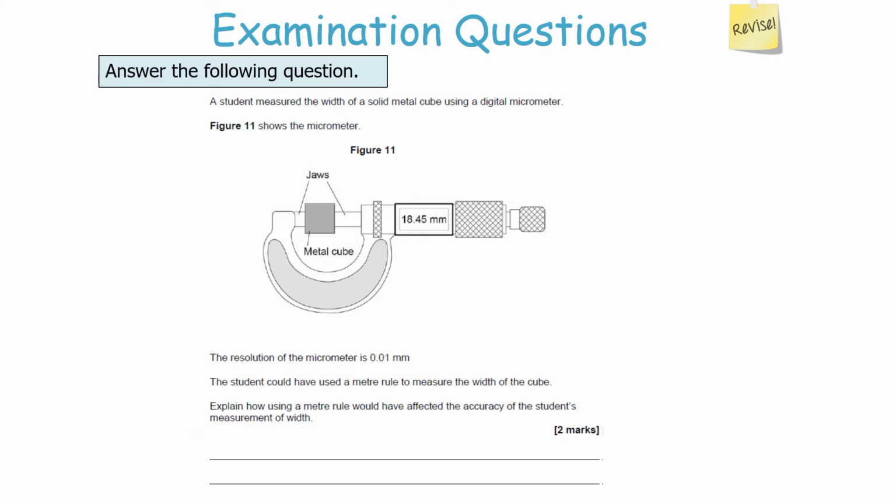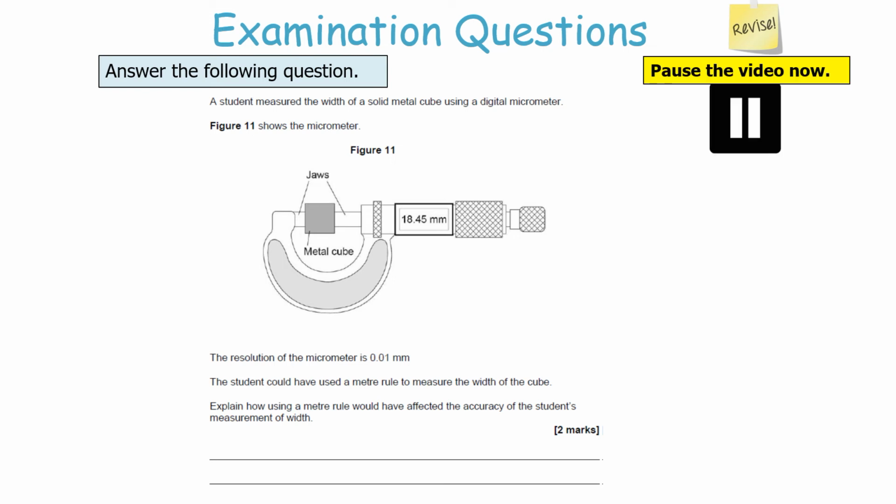The next question said, a student measured the width of a solid metal cube using a digital micrometer. Figure 11 shows this micrometer. The resolution of the micrometer is 0.01 millimeters. The student could have used a meter ruler to measure the width of the cube. Explain how using a meter ruler would have affected the accuracy of the student's measurement of width. So pause the video now, then unpause the video when you want to go through your answer.